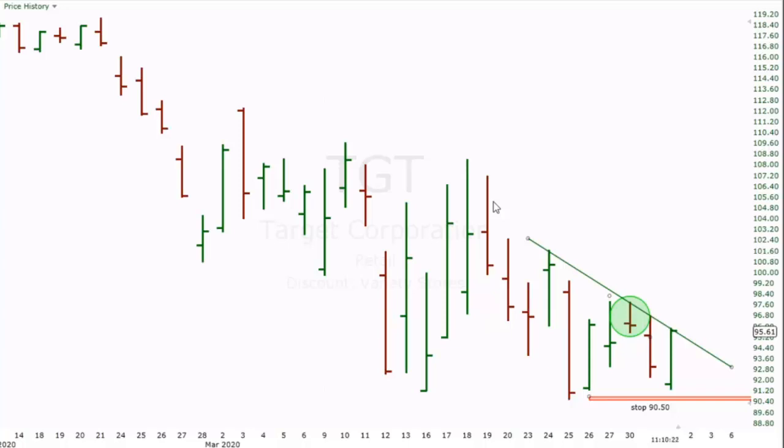Let's say tomorrow we get another day where we close up above that overhead resistance line, and you say, okay, I'm in. This one just happens to line up with the system stop. But if you're going to do swing trades in here, you can play off the most recent pivot lows.